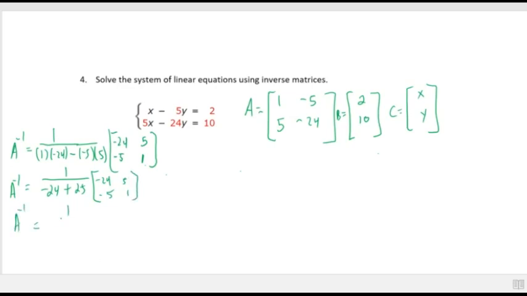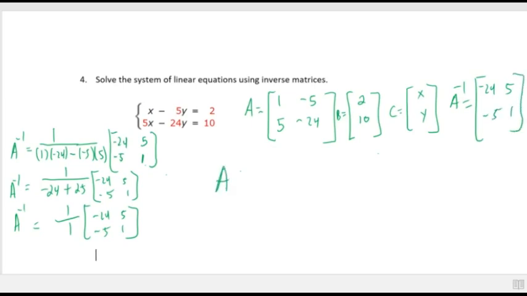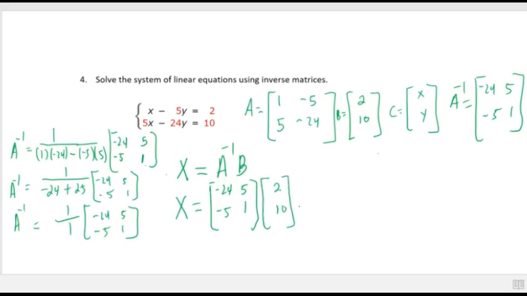So A inverse is equal to 1 divided by 1. Okay, so my A inverse here is negative 24, 5, negative 5, and 1. So to get our answer, X is going to be equal to A inverse times B. A inverse, we just found, is negative 24, 5, negative 5, and 1 times B, which is 2 and 10. So we're multiplying these matrices together.